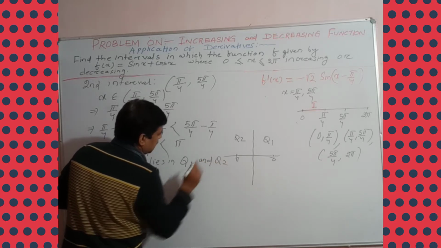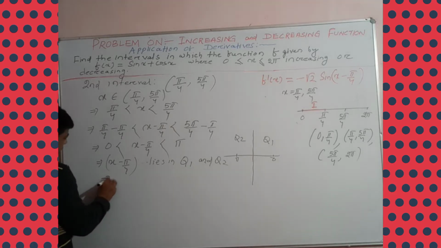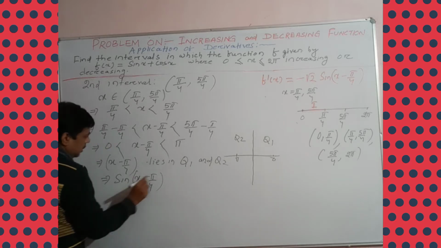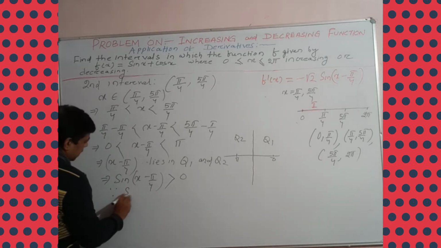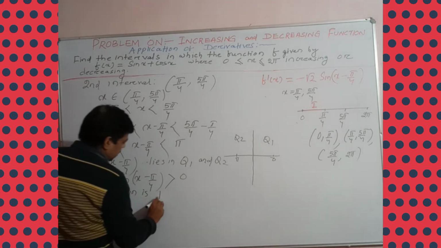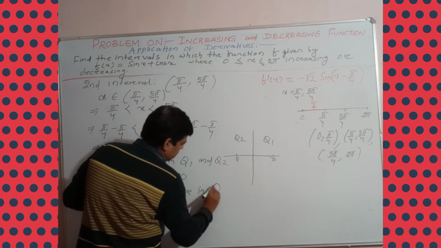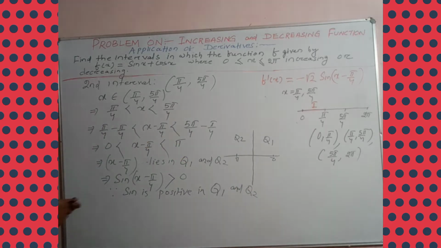And in the first quadrant and second quadrant, you know, sine is positive. All of you know. That implies sin of x minus pi by 4 is greater than 0. Why? Because sine is positive in the first quadrant Q1 and second quadrant Q2.